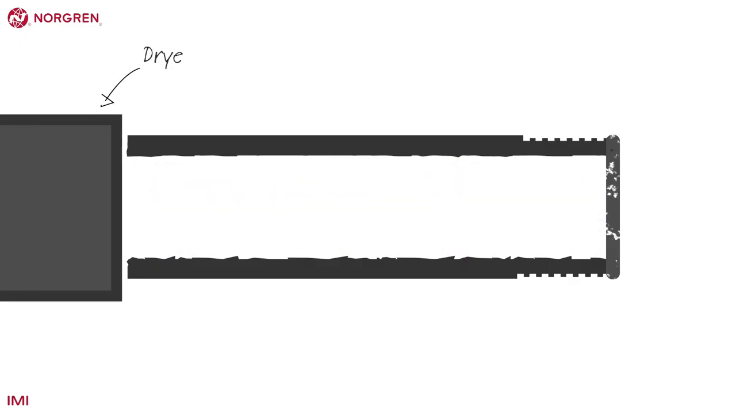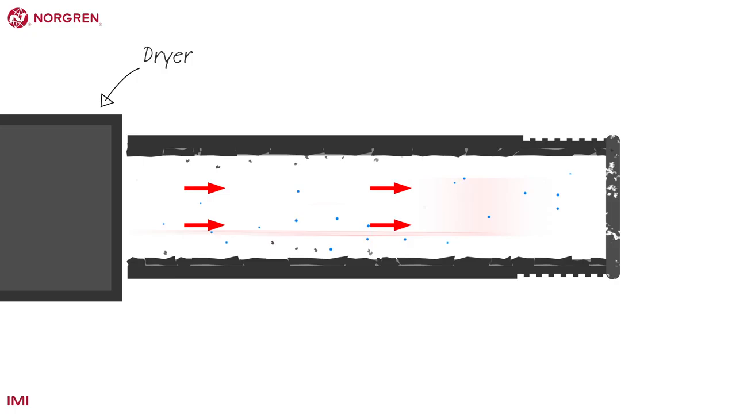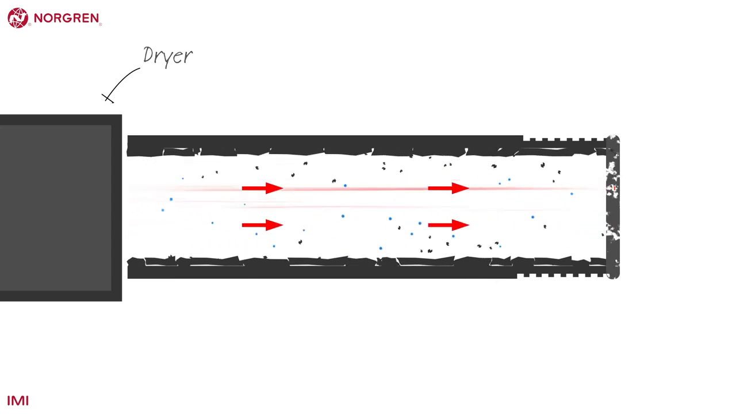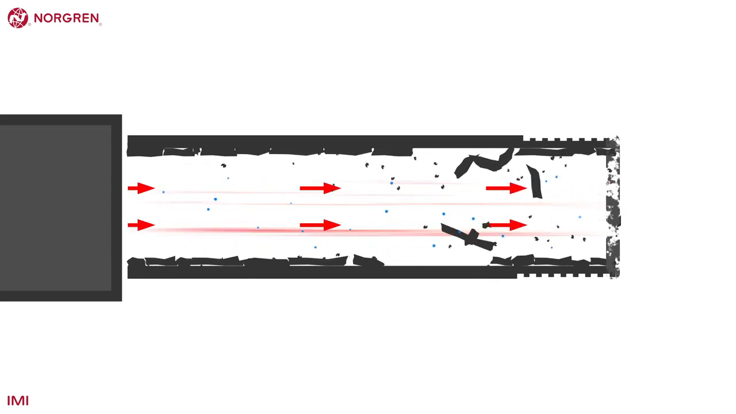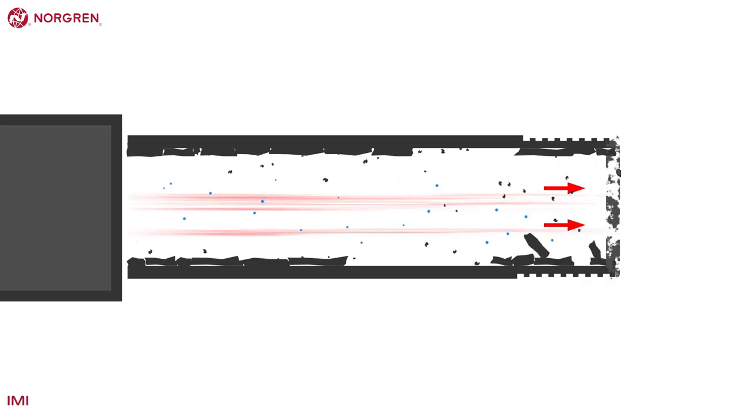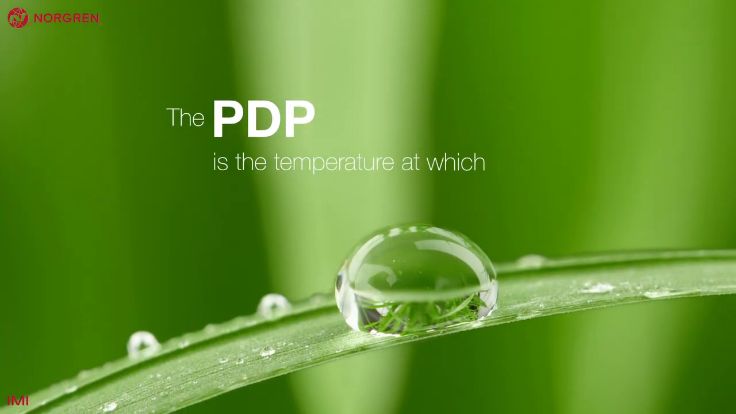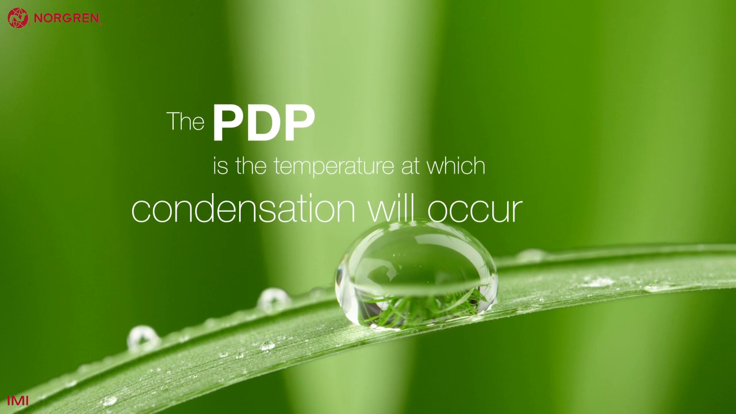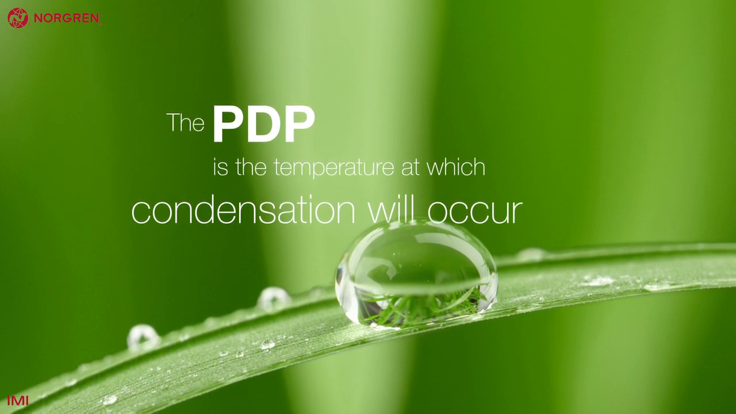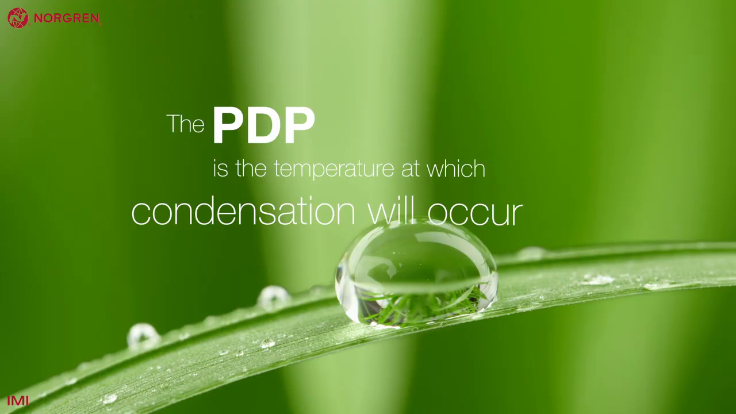Adding a dryer to an existing system that is already suffering from corrosion can actually exacerbate this problem, causing more fragments to become loose in the system. A dryer reduces the pressure dew point, or PDP, of the air. The PDP is the temperature at which condensation will start to occur. It's the point at which the air can no longer hold all the moisture within it.